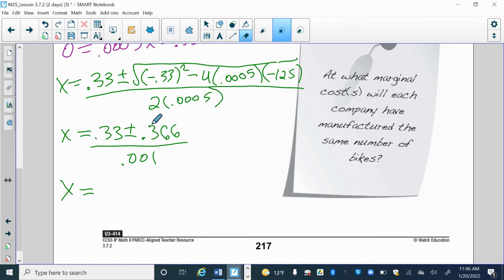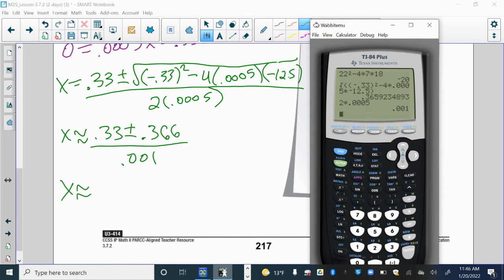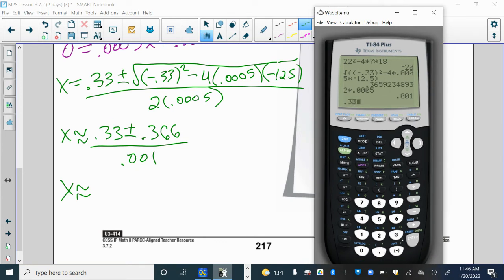I'm also going to modify these a little bit and just put a squiggly equal sign here since we did approximate. Okay, hopefully the calculator will stay. There we go. So let's put in 0.33 plus 0.36. I'm going to go a couple decimal places more, 5.9. Maybe let me go a couple more, 2.3. And then let's divide that by 0.001.